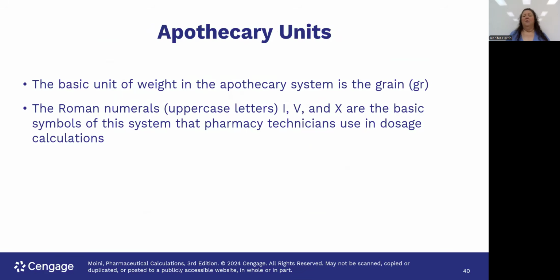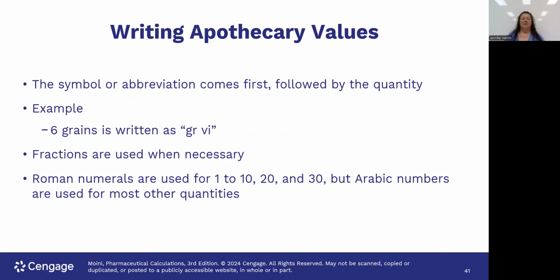So the basic unit of weight in the apothecary system is the grain. The Roman numerals, uppercase letters I, V, and X, are the basic symbols of this system that pharmacy technicians use in dosage calculations. So, writing apothecary values: the symbol or abbreviation, just like with the metric system, is going to follow the quantity. So they give us an example here. 6 grains is written as GR, and then they give you the number 6 in Roman numerals, VI.